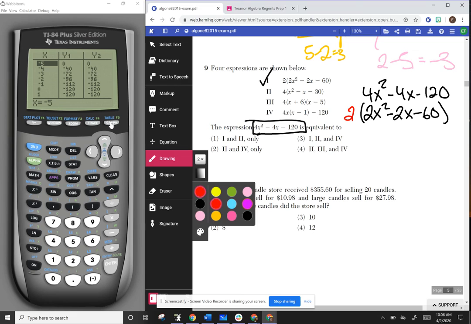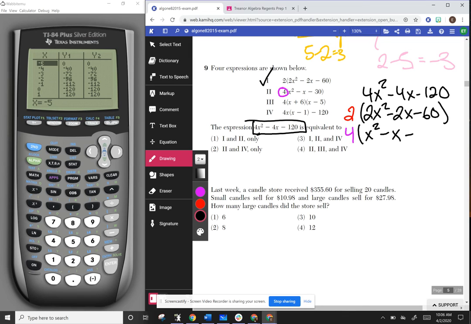But below it, for this one, it looks like we're factoring out a 4. So let's do the same thing we did with the other one. If we factor out a 4, when we distribute it back in, we still need x squared. We can get rid of the 4 from the second term, but we still need minus x. And positive 4 times negative 30 will bring us back to 120. So that's how you would do 2 by hand.